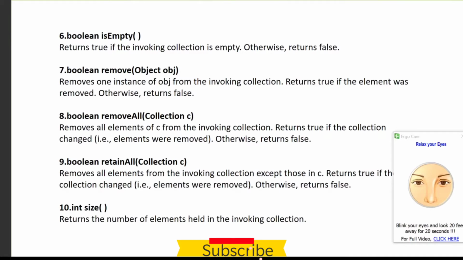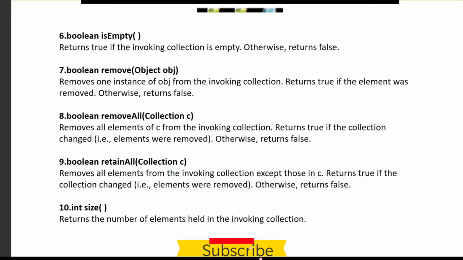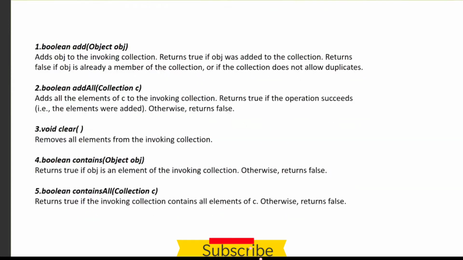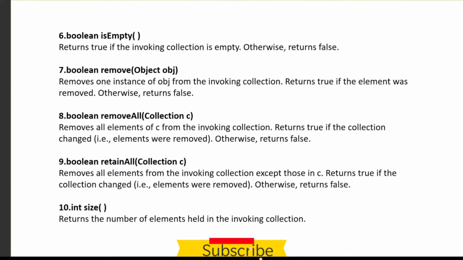When I want to check whether a map is empty or not, or remove an object from a collection, or remove a collection from a list or from any other collection, or remove all the collections from that, a single collection or all the objects. So these methods are very useful. Size is also a default one. So if I know these 10 methods, I know the full collection framework.